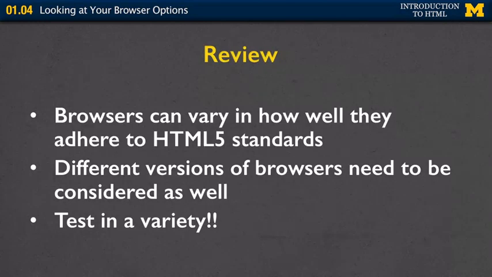So what I want you to take away from this is that browsers can really vary in how well they adhere to different standards. And different versions of browsers also need to be considered as well. Just because something didn't work in 2018 doesn't mean it won't work in 2019. So the best thing that you can do is write your code and then open it up in Safari and Firefox and Chrome, as many different browsers as you can. Not only will it make your site better, but it'll be a little bit interesting for you as you can look at the different ways that HTML5 is supported.